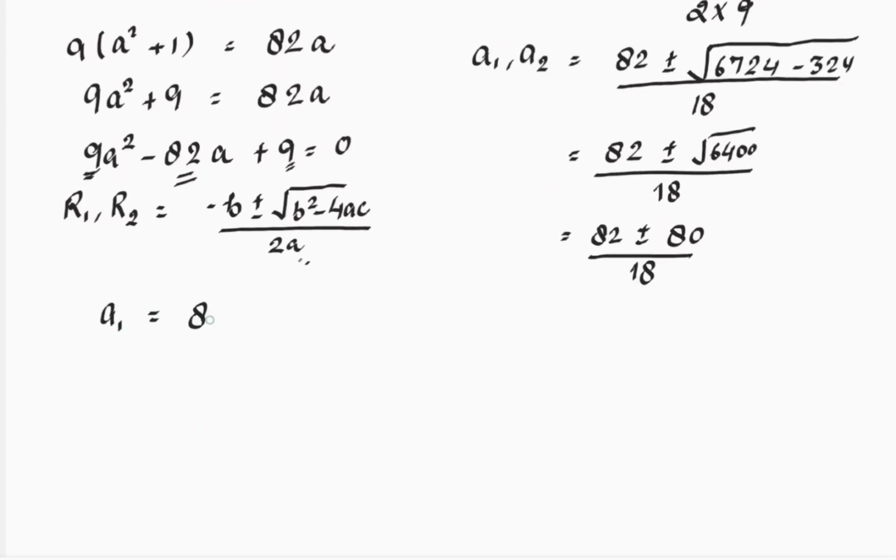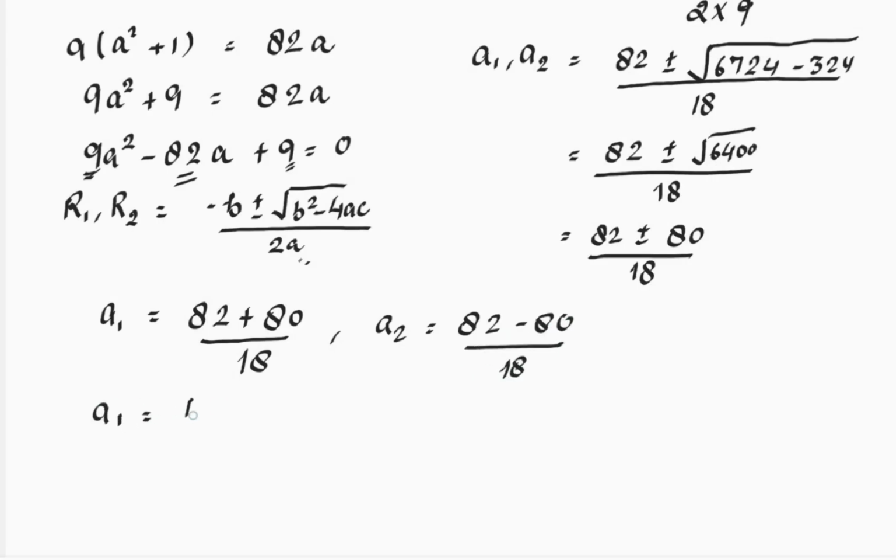a1 will be 82 plus 80 divided by 18, and a2 will be 82 minus 80 divided by 18. a1 is 162 divided by 18 and a2 is 2 divided by 18. So a1 is 9 and we get a2 as 1 by 9.